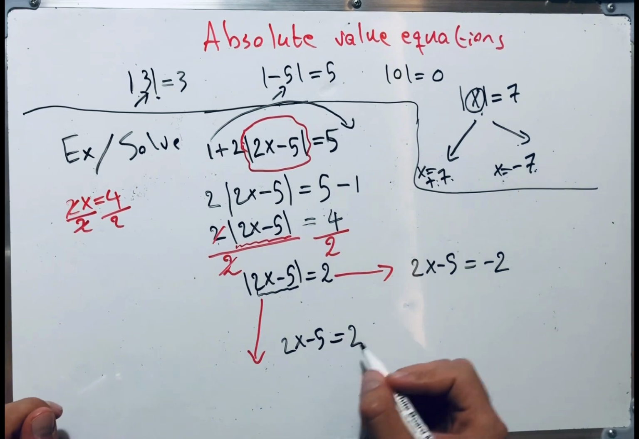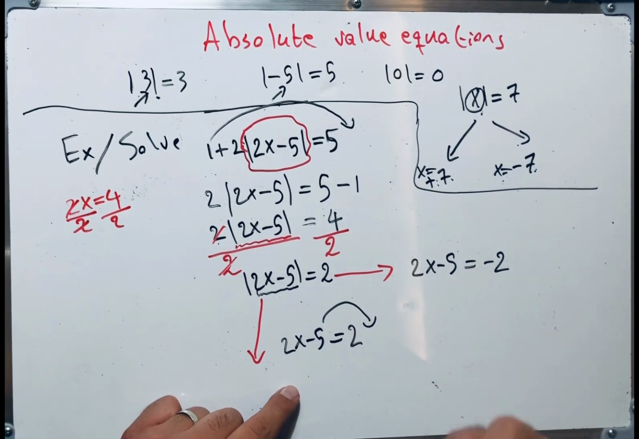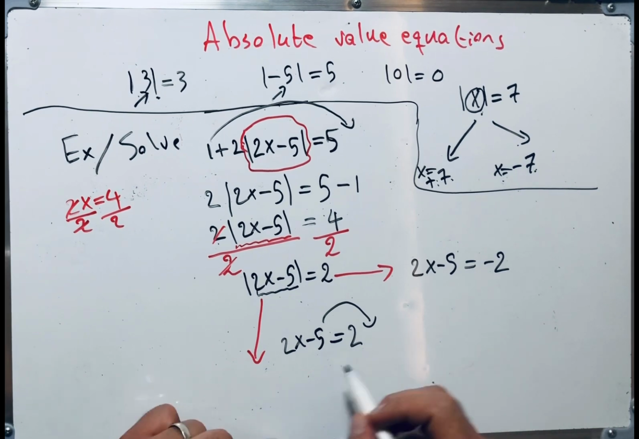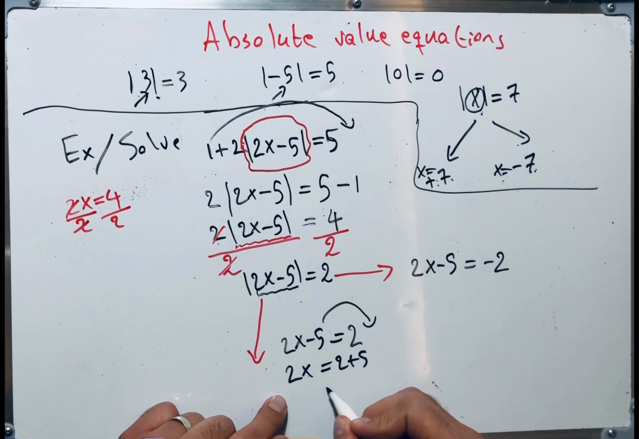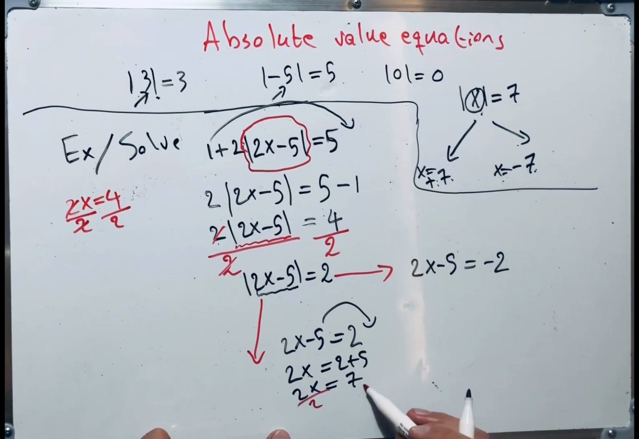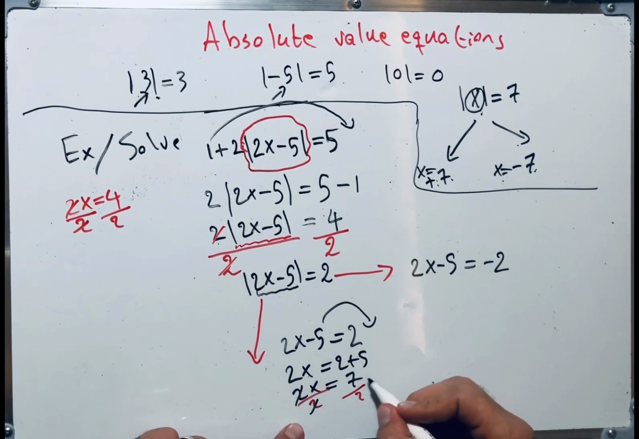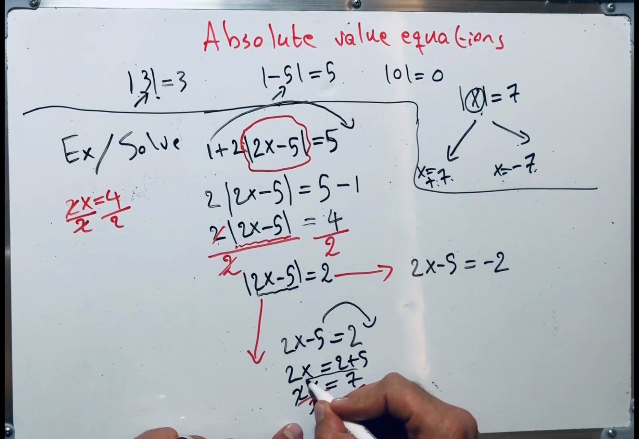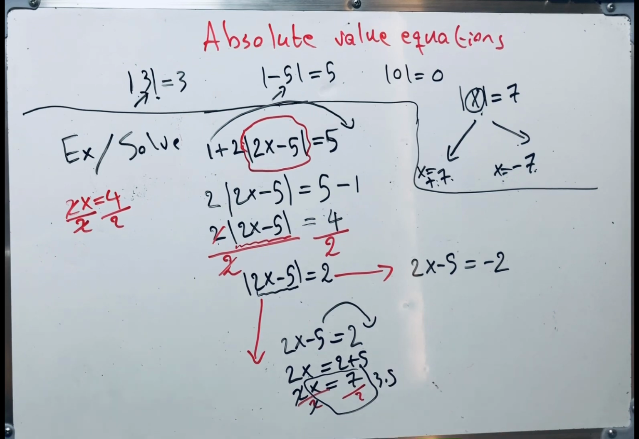Let's do the first one. As we always do, move the number to the other side. So we have 2x, and this becomes 2 plus 5, so this is 7. Now since x is alone with a number, we divide both sides by that number. And obviously x is just 7 over 2, or just 3.5. Okay, so that's one of the values of x.